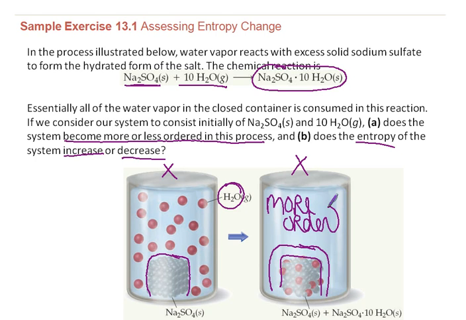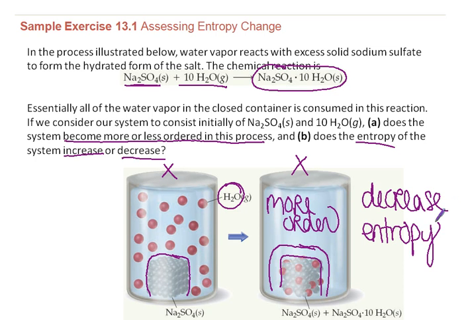So if it became more ordered, it therefore had a decrease in entropy. Okay?